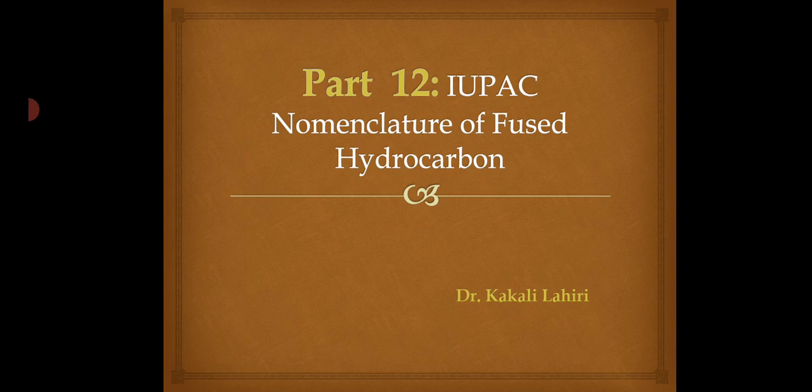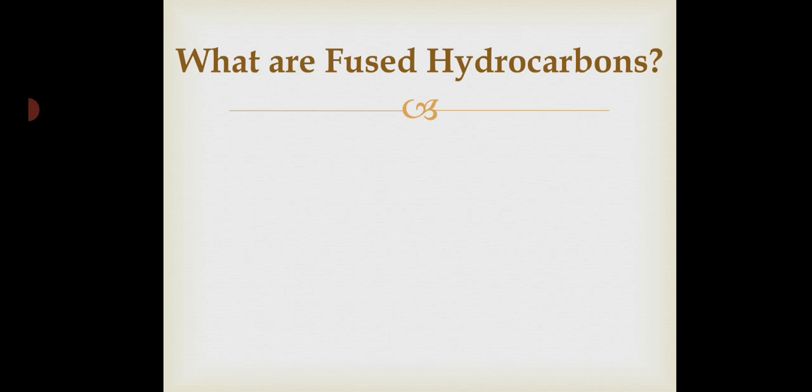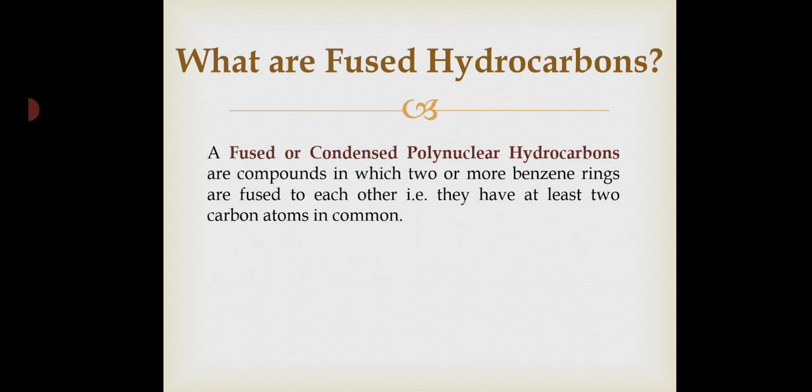Hello everyone, welcome back. Today we are going to discuss the IUPAC nomenclature of fused hydrocarbons. So what are fused hydrocarbons? A fused or condensed polynuclear hydrocarbon is a compound in which two or more benzene rings are fused to each other and they have at least two carbons in common.